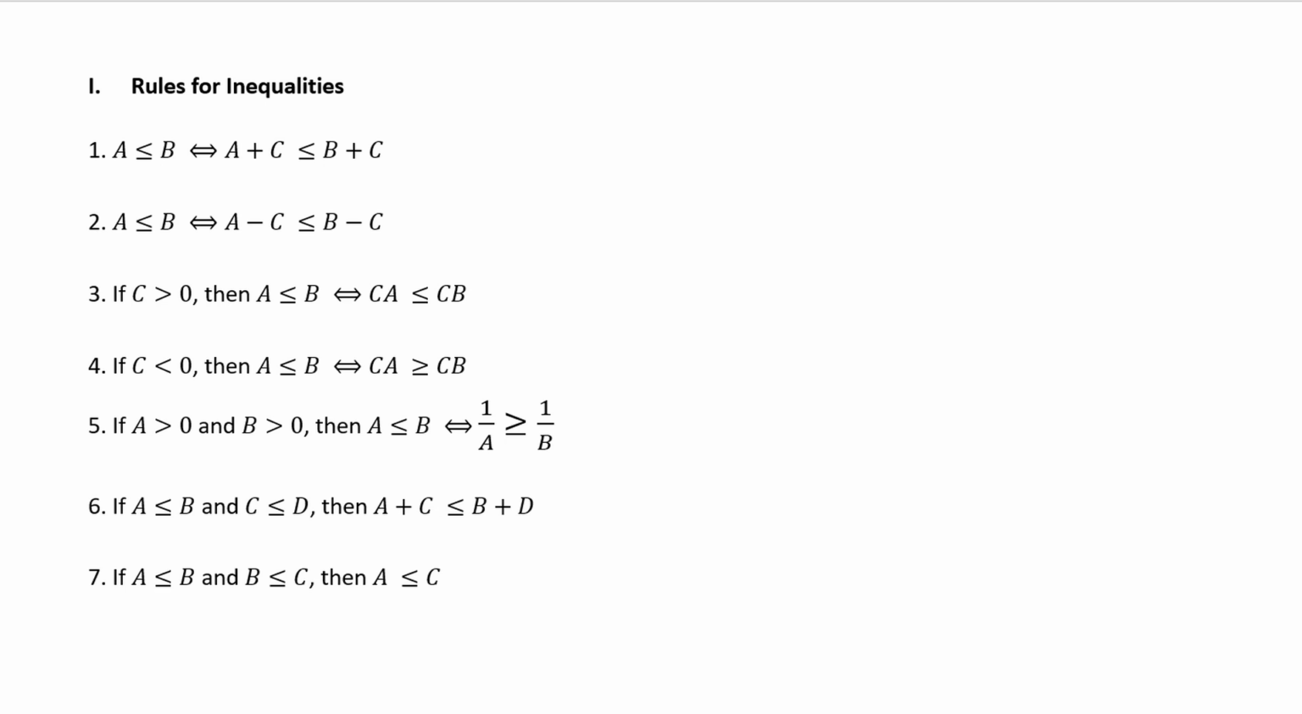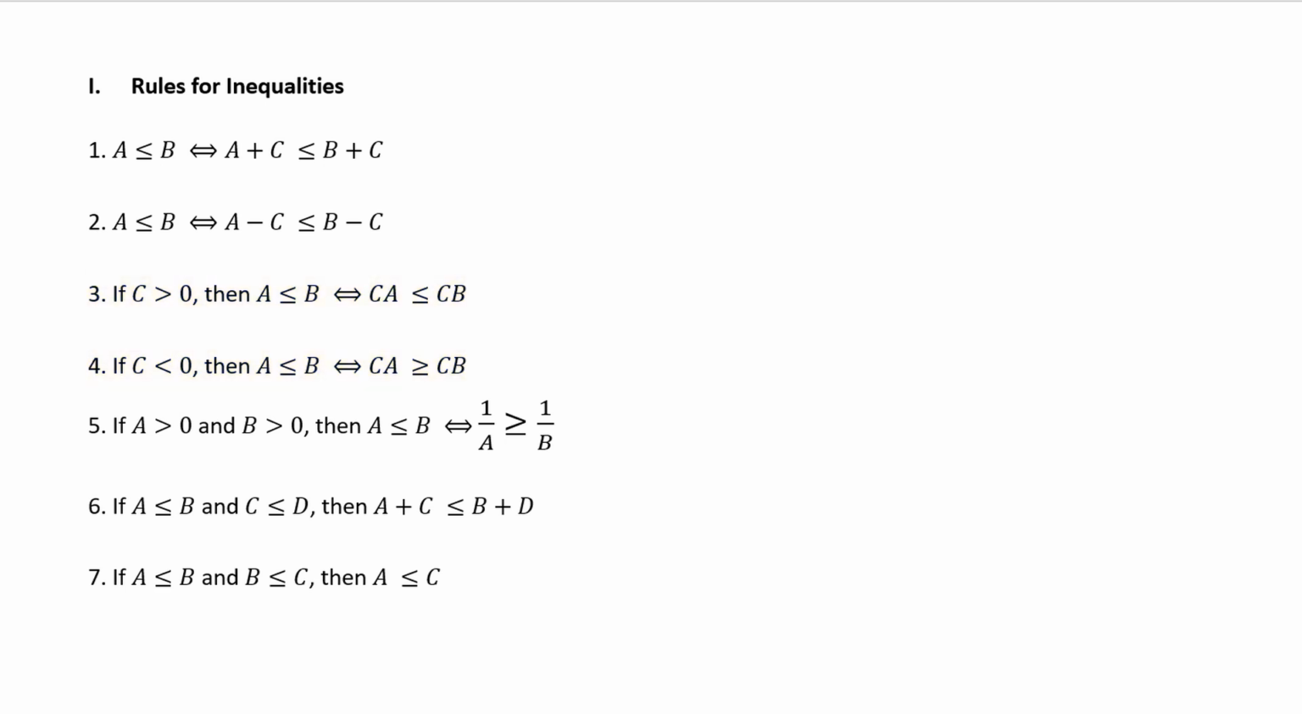Rules for inequalities. Rules 1 and 2 are the addition and subtraction properties. Adding or subtracting the same quantity to both sides does not change the direction of the inequality. Rules 3 and 4 are for multiplication of inequalities. If the same positive number is multiplied to both sides, the direction of the inequality remains the same. If the number multiplied to both sides is negative, then the direction changes.